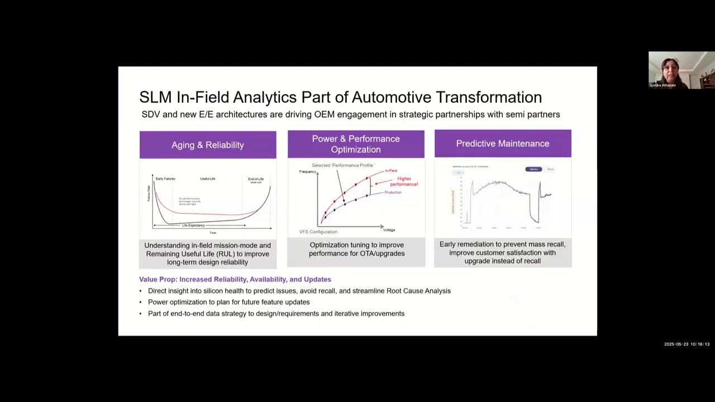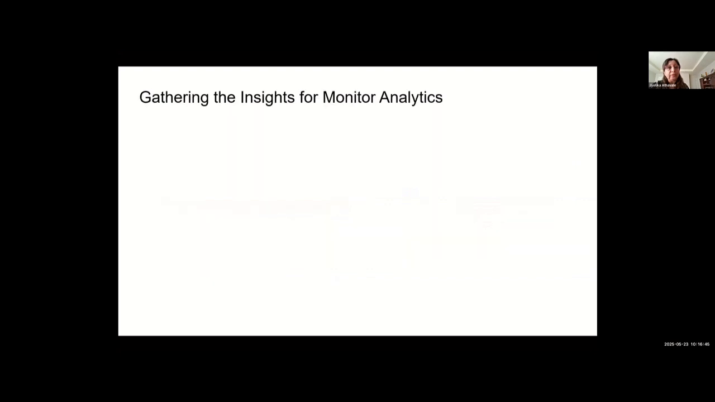I also wanted to share some of the key use cases for SLM, including aging and reliability, part performance optimization, and predictive maintenance. Aging and reliability is the one I'm going to focus on, as well as predictive maintenance, which is becoming really key in mission critical applications to avoid those failures happening early. For example, in an automotive vehicle, you don't want to have a catastrophic event happening in the field, which can cause loss of human life.